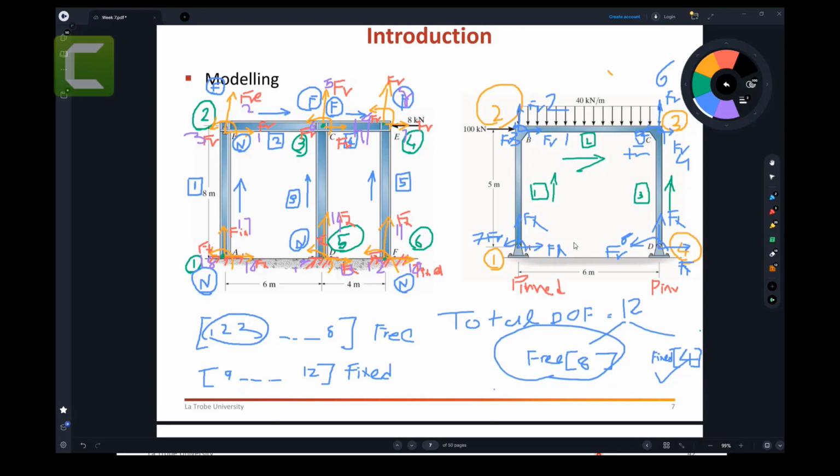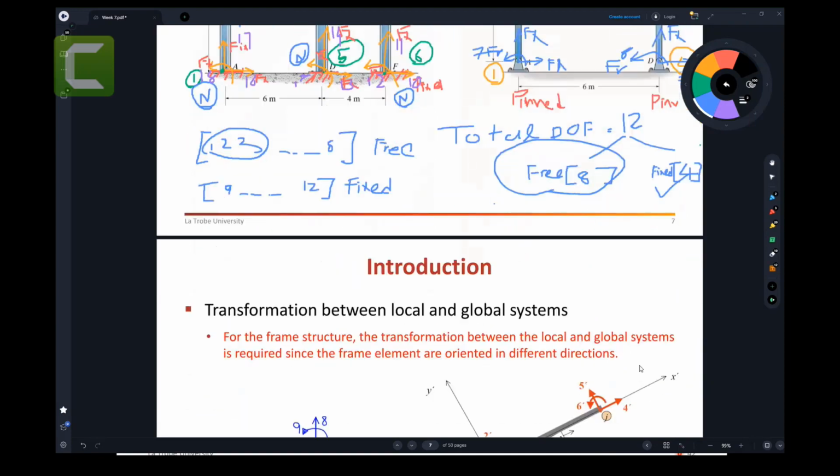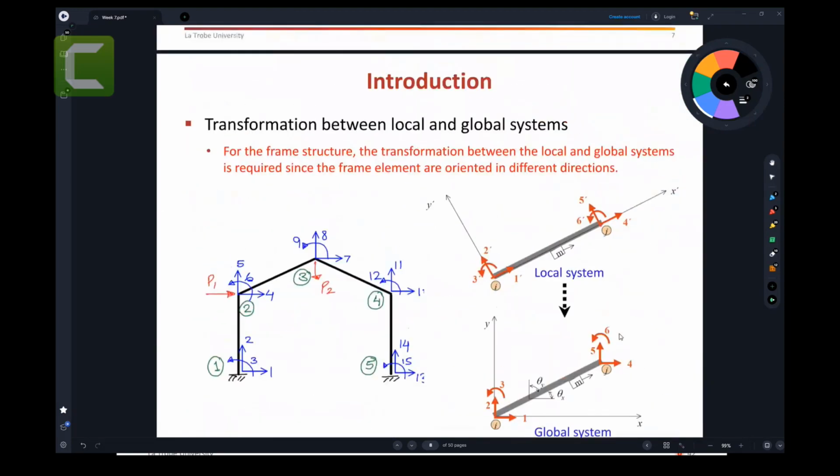For the fixed ones, the remaining 9 to 12, there is no issue which one goes 9, which one goes 10, which one goes 11, and which one goes 12. So I hope it makes sense. Any questions in putting those degrees of freedom?